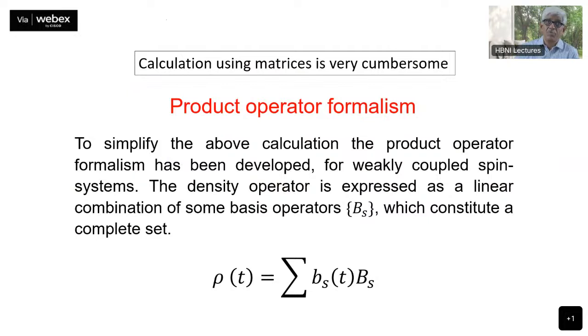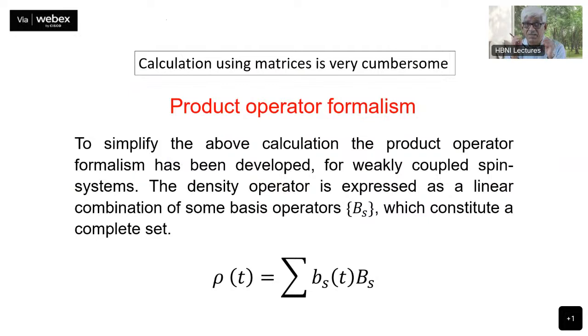So here a new formalism has been developed, and this is called the product operator formalism. To simplify the above calculation, the product operator formalism has been developed for weakly coupled spin systems. The density operator is expressed as a linear combination of some basis operators which constitute a complete set. Just to give you the benefit, with the product operator formalism you can do simple back of the envelope calculations to evolve the spin system. That is the final result.